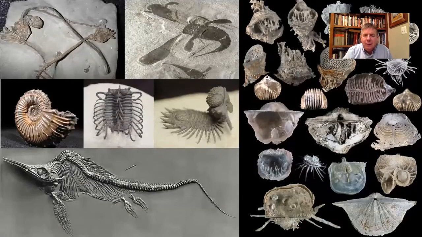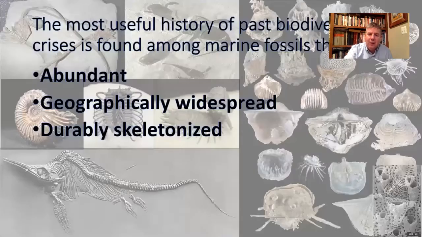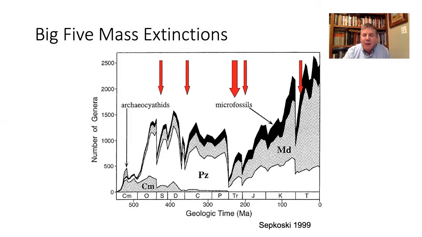It's important to note that this record is based upon durably skeletonized, abundant marine taxa, similar to some of the exquisite fossils shown in this slide. We use the marine fossil record because these taxa are abundant, they're geographically widespread, so we're likely to find them preserved as fossils, and they have to be durably skeletonized. They have bones or shells or hard parts so that we can recover them and record their past history. That kind of record produces this outline, this sketch of past biodiversity crises.